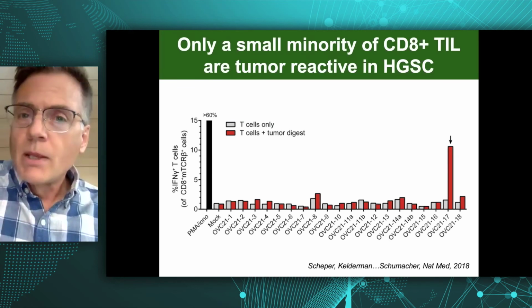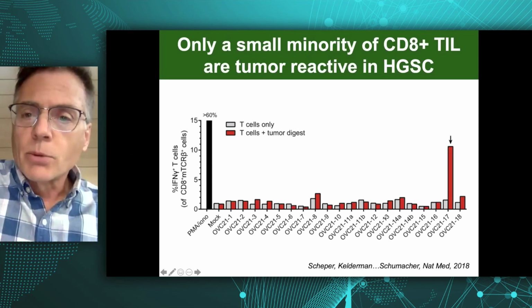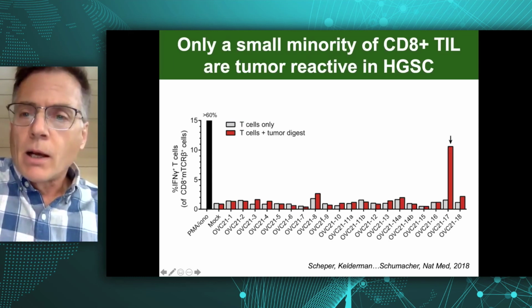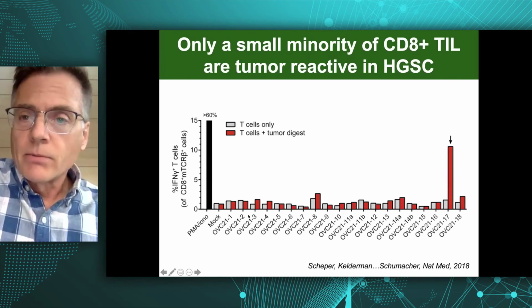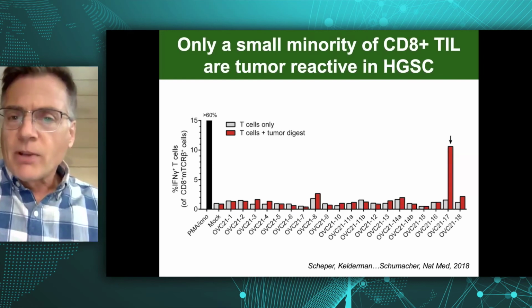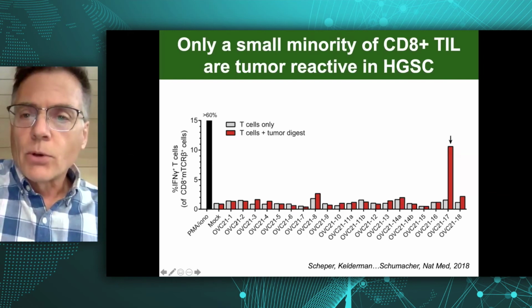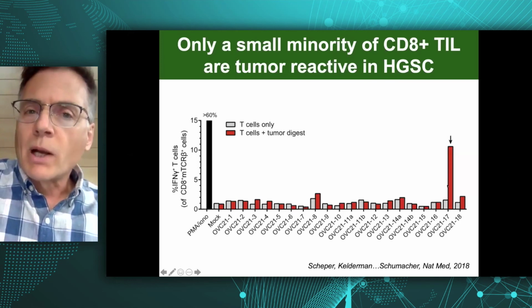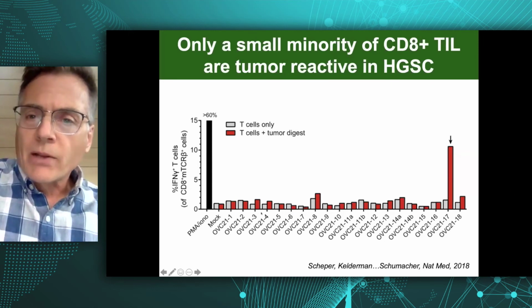This is a study from Ton Schumacher's lab that our group contributed to as well, where individual T-cell receptors were pulled out of TIL from an HGSC case, and each T-cell receptor was tested for recognition of autologous tumor. Of the 20 or so TCRs that were tested and shown here, only one of them actually reacted to the tumor digest. The rest did not.